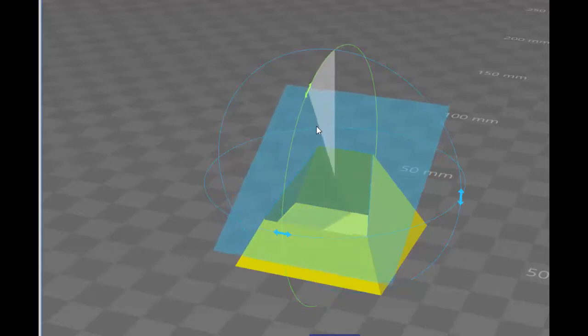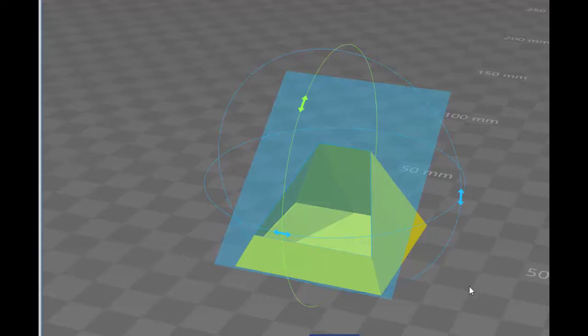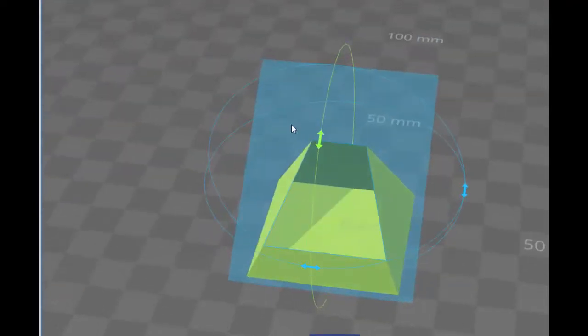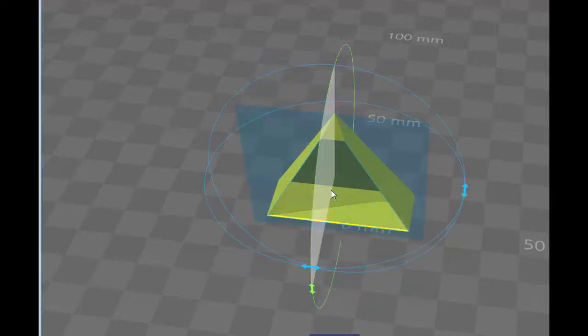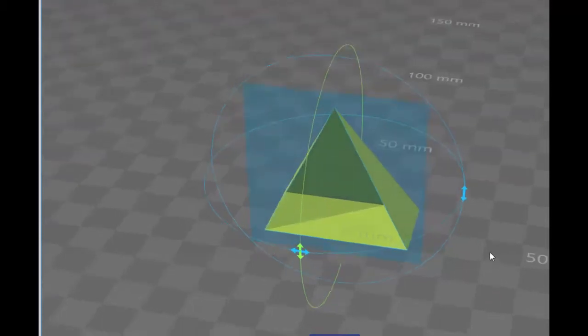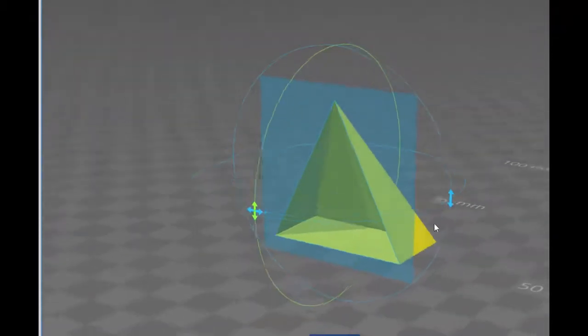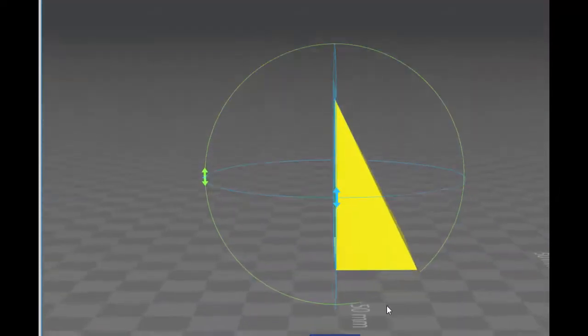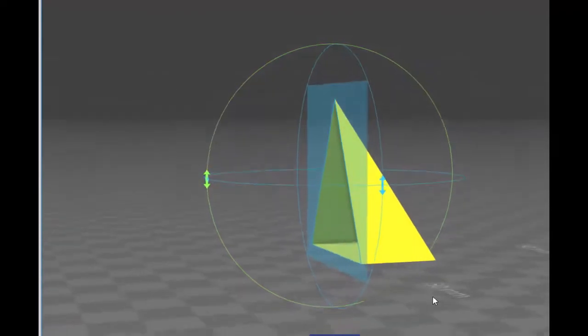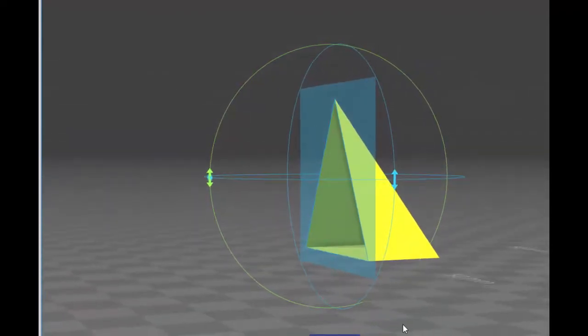Then as I transition or angle that cut, we notice that we no longer have a square, but rather we have a trapezoid shape forming. The more I turn it and angle it, the more that trapezoid changes. Then when I get to having a perfect vertical cut straight down through my pyramid, you'll notice now the shape of the cut ends up becoming a triangle.